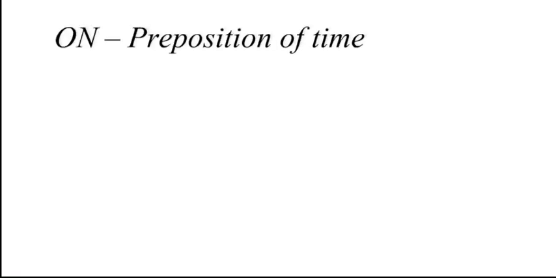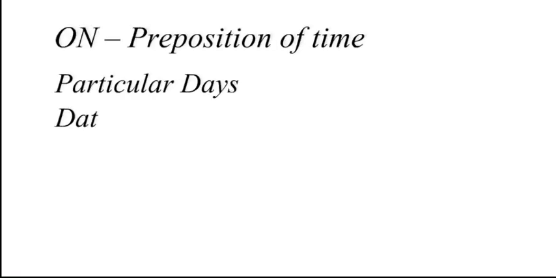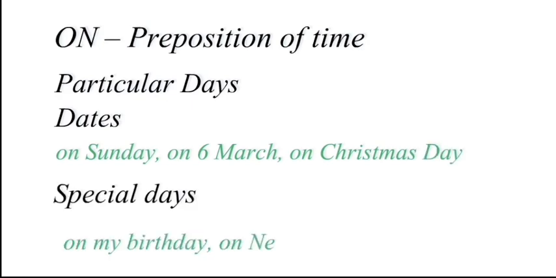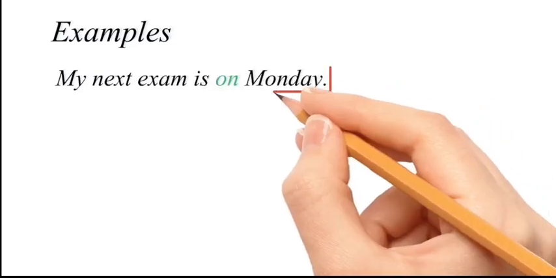Now let's talk about "on". This preposition of time is used to discuss particular days and dates. For example, on Sunday, on 6th March, on Christmas Day. It's also used before special days like on my birthday, on New Year's Day, and so on. Let's see some examples now. My next exam is on Monday. Monday is a day here.